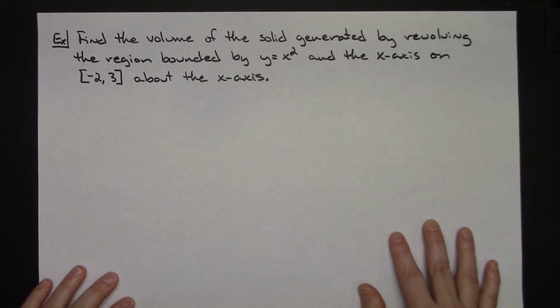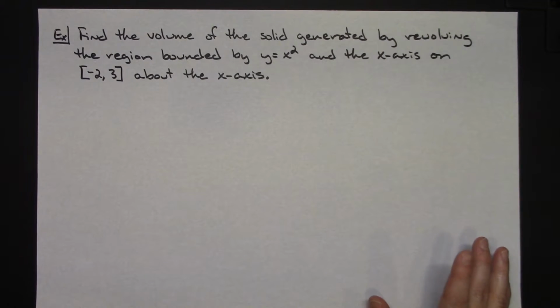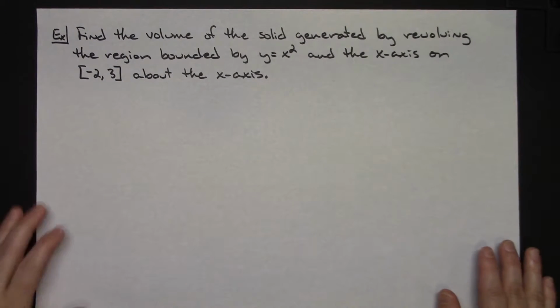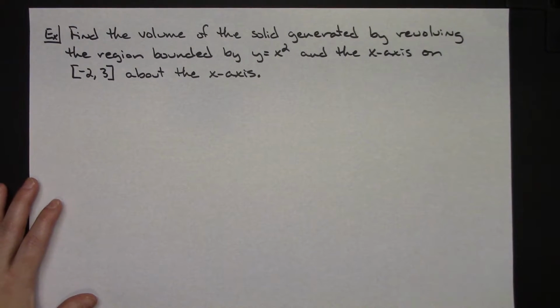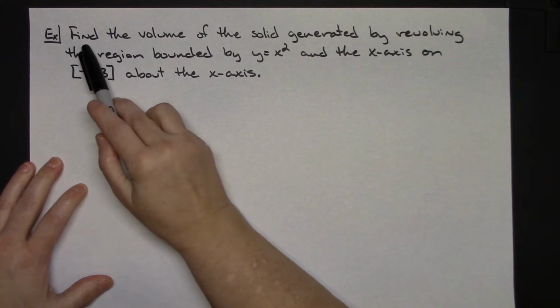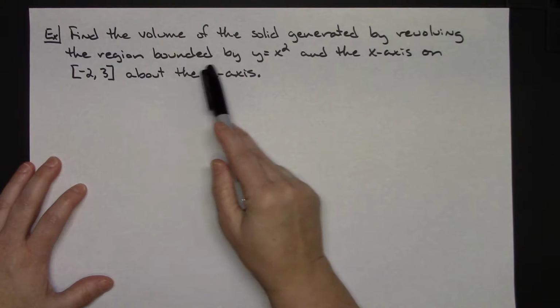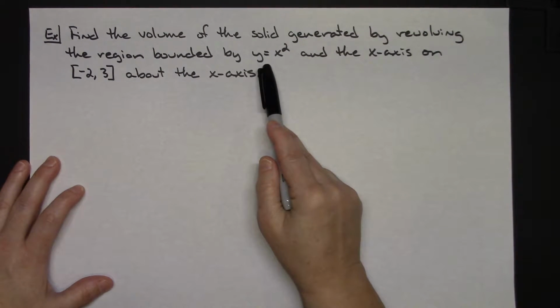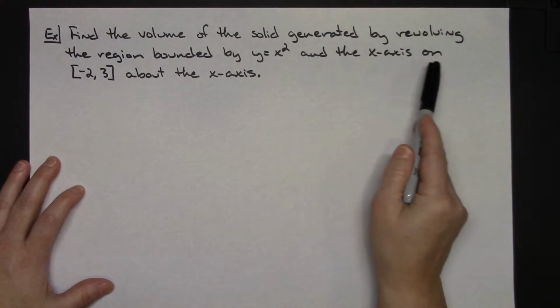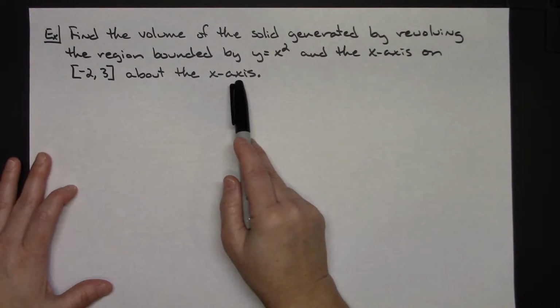We'll work through three examples, three different scenarios: one in terms of x, one in terms of y, and then one revolving around something that's not one of the axes. In this first example, we've got: find the volume of the solid generated by revolving the region bounded by y equals x squared and the x-axis on the interval from -2 to 3 about the x-axis.